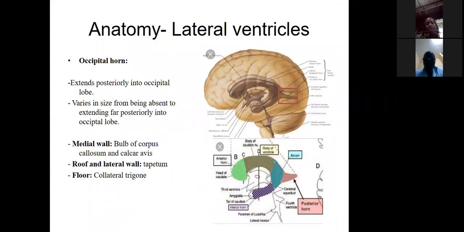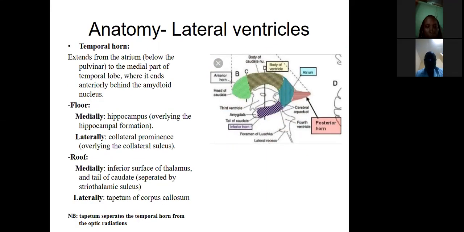So talking about the occipital horn, it is that part of the lateral ventricle that extends posteriorly into the occipital lobe. It varies in size from being present, or it may not be present in some cases. So its size really varies. It can be really prominent or may be absent in some cases. So it has a medial wall, which is presented by the bulk of the corpus callosum, as we said for the atrium, and the calcar alveus. So it has practically the same wall as the atrium. The roof and the lateral wall are represented by the tapetum, fibers of the corpus callosum, and the floor is represented by the collateral trigon.